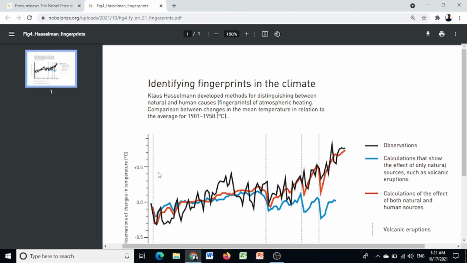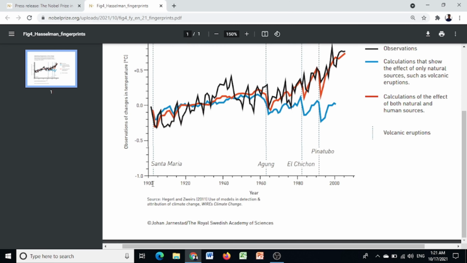This is a comparison between changes in the mean temperature in relation to the average of 1901 to 1950, over 1900 to 2000. This is the plot, and on the y-axis are observations of changes in temperature. Look at the blue line. The blue line is the calculation that shows the effect of only natural sources such as volcanic eruptions. Thus, the effect of gases from volcanic eruptions is not so drastic, not so important. It is almost constant.